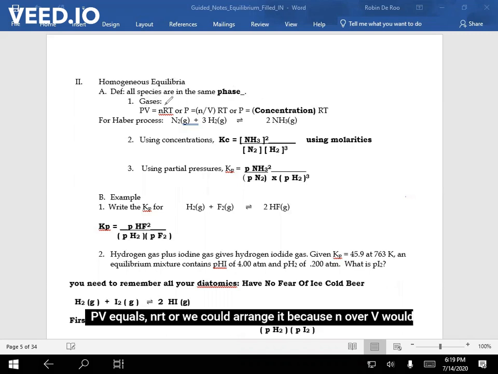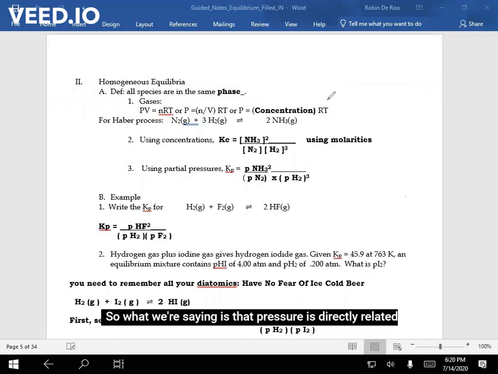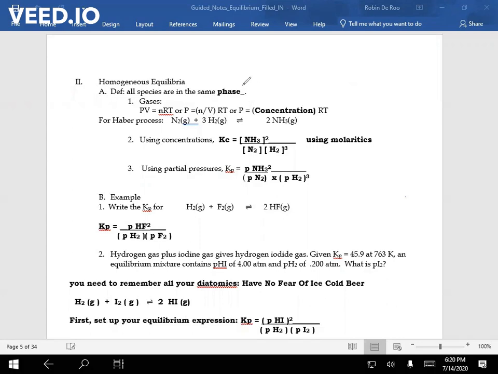PV equals nRT. Or we could arrange it because n over V would be molarity. So we could say that P equals concentration times RT. So what we're saying is that pressure is directly related to concentration, which is why we can use pressure in an equilibrium expression. So let's use the Haber process again.